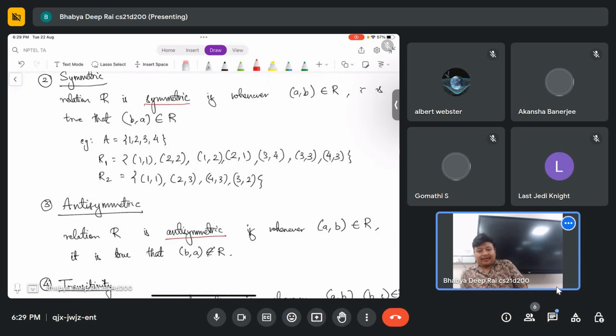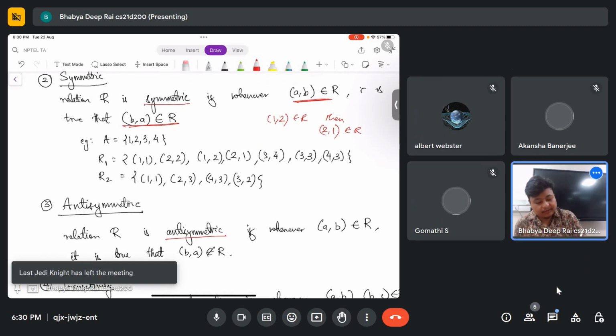A relation R is symmetric if whenever (A, B) is in R, it is true that (B, A) is also in R. Again, let's look at it by example. What it simply means is if something like (1, 2) is there in the relation, then it must be true that (2, 1) is also there in the relation. Simply flip the two elements and check whether it's there in the relation. If that is the case, then our relation is what is called a symmetric relation.